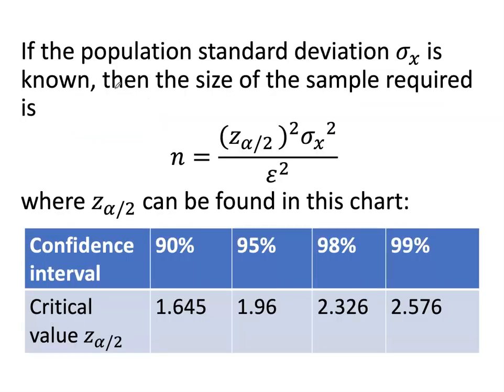Now, in the previous example, the population standard deviation sigma was not known. If the population standard deviation sigma is known, then the size of the sample required is n equals z sub alpha over 2 squared, sigma squared, over epsilon squared, where z sub alpha over 2 can be found in this chart. Notice the only difference between this formula and the previous one is that z is replacing t. We're using the normal chart and not the t-distribution chart. And we don't have an s. Instead, we have sigma because we know sigma. So in this case, you would just grab z sub alpha over 2 from this chart. There's a way that you can get it from a normal chart as well.